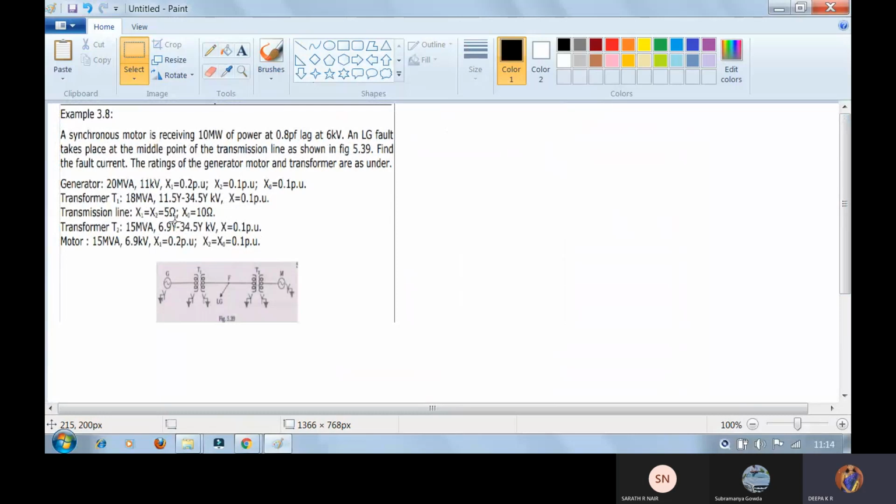Second one, transformer. You can see transformer 1 and transformer 2 are existing. So T1 has been given 18 MVA and they have a star connection, star to star, 11.5 kV star, 34.5 kV star. And the reactance has been given 0.1 per unit.